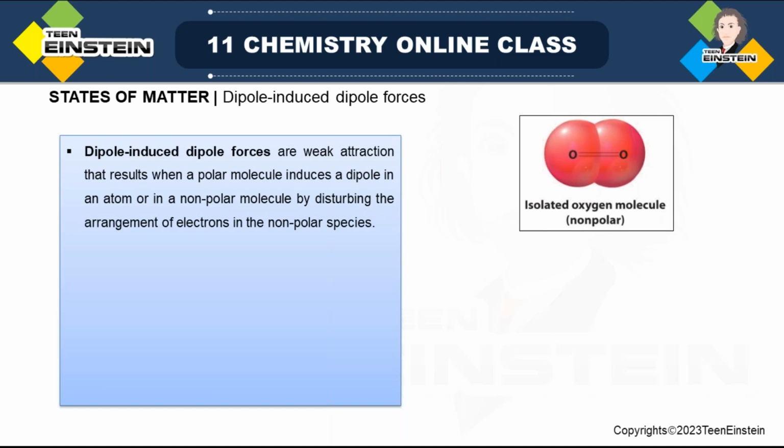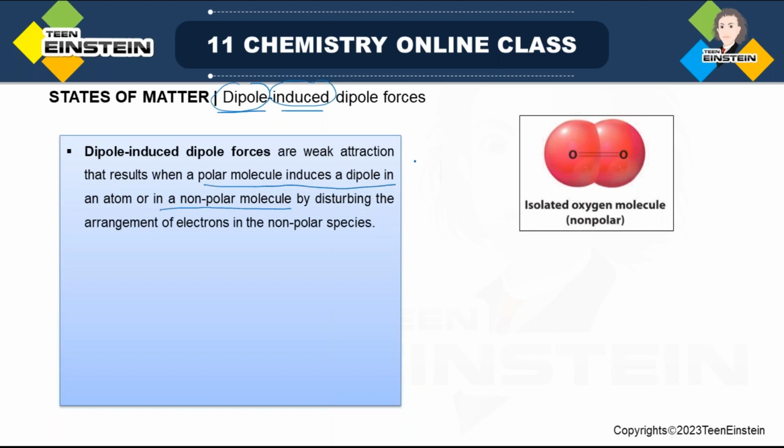The third one is dipole-induced dipole. Try to understand the difference. In the previous case, it is dipole-dipole. That means you are considering interaction between two dipoles, or two molecules having permanent dipole moment. But now, one species is a dipole having permanent dipole moment, and the other is not a permanent dipole, but it is induced. Okay, so it will be generated. So dipole-induced dipole forces are weak attractions that result when a polar molecule induces a dipole in an atom or in a non-polar molecule.